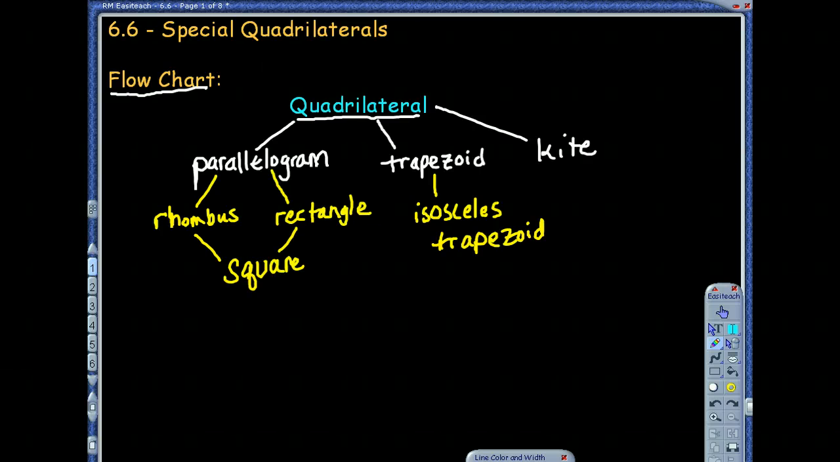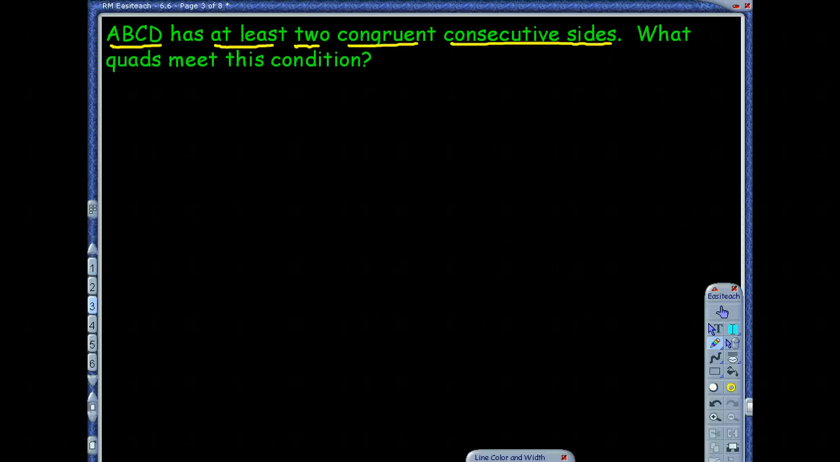Okay, so that's what we're kind of feeding off of. All right, so ABCD, I'm thinking, has at least two congruent consecutive sides. Okay. So it's not going to be all parallelograms, because those were opposite sides that were congruent. Yeah, so a parallelogram, if you kind of get a visual, means opposite sides are congruent. Do they have at least two congruent consecutive sides? Not necessarily. Now, I can't think of a specific parallelogram that would work.